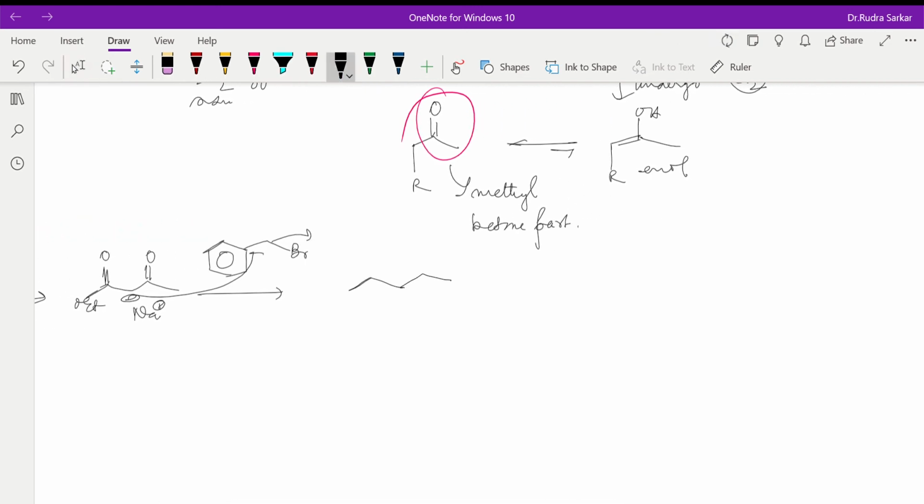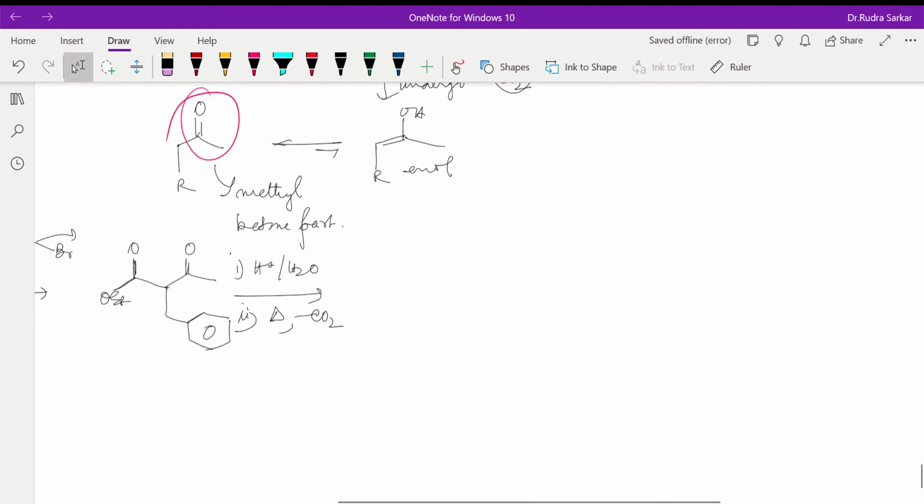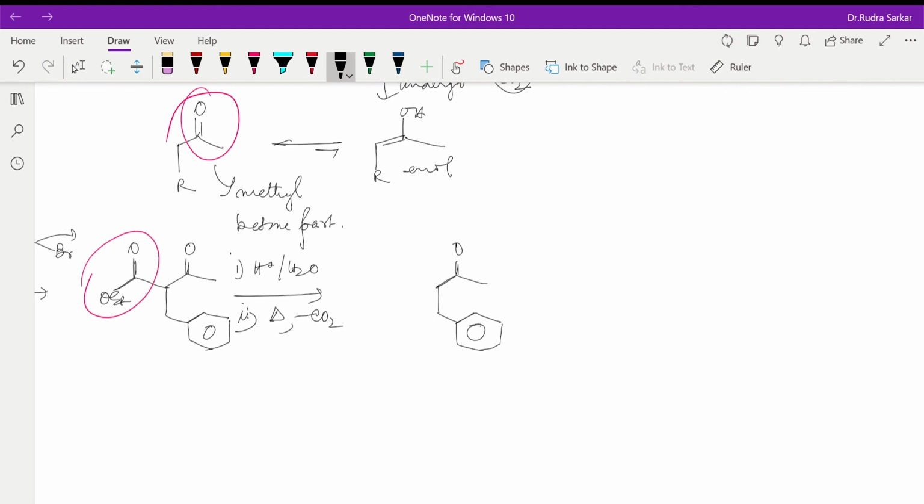That means OET, now that gets joined to your phenyl, and you do acid hydrolysis. That means beta keto acid will be formed. If you heat it, decarboxylation will take place, which means this portion of the molecule will be gone, and my answer will be something like this. Okay.